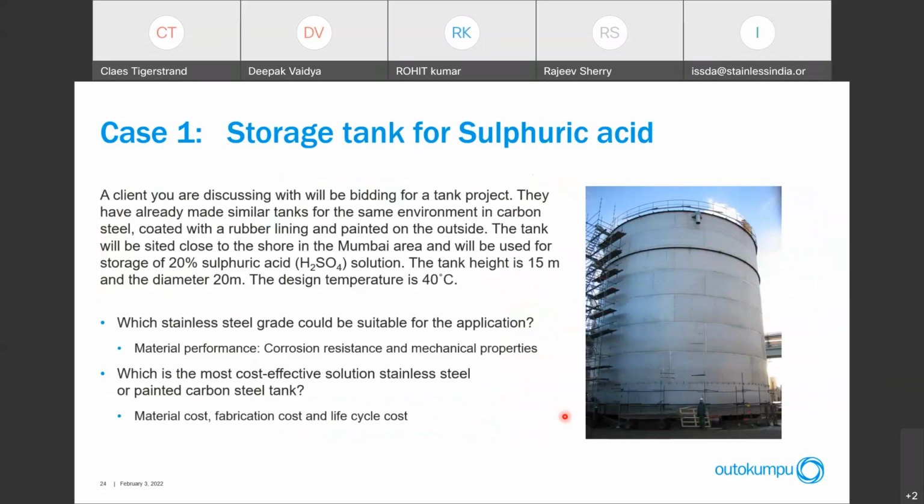So let's have a fictitious case of material selection, and we will try to use a few of these tools in the material selection process. We consider a storage tank for sulfuric acid. A client you are discussing with will be bidding for a tank project. They have already made similar tanks for the same environment in carbon steel, coated with a rubber lining and painting on the outside. The tank will be sited close to the shore in the Mumbai area and will be used for storage of 20% sulfuric acid.